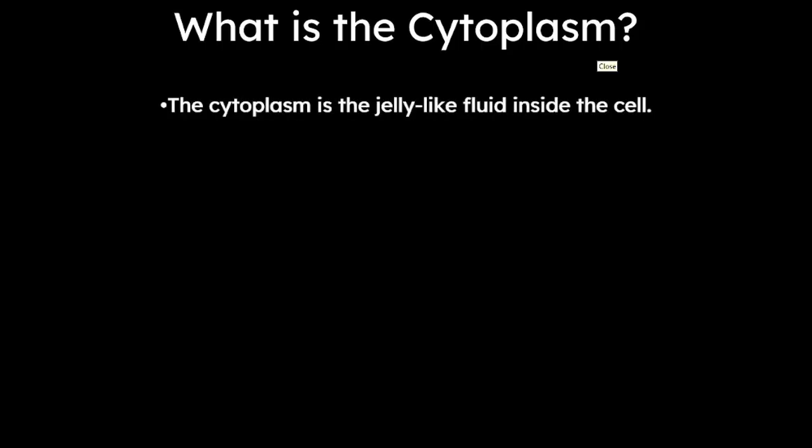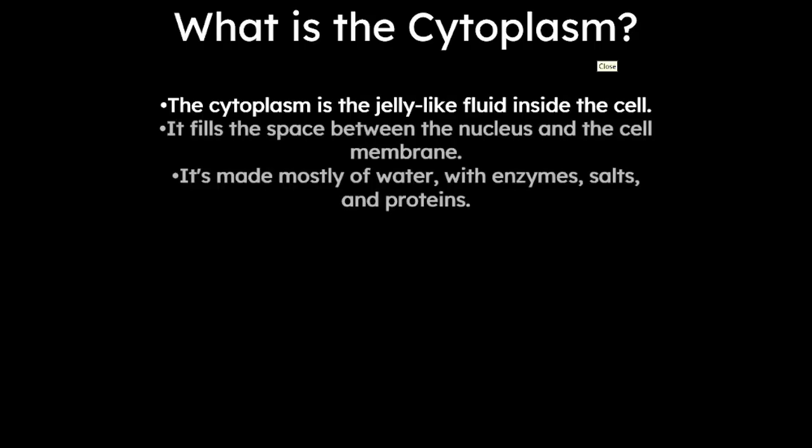In today's video, we will learn about the cytoplasm, which is a jelly-like fluid that is present in all cells. Now, what is the cytoplasm? As I've already mentioned, it is a gel-like substance that is found inside the cell, but it is more than just a gel-like substance. It fills the space between the nucleus and the cell membrane, which is a really important thing. And also, it is mostly made of water, and it has some enzymes, salts, and proteins in it.